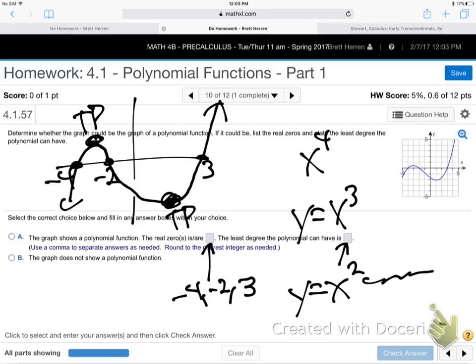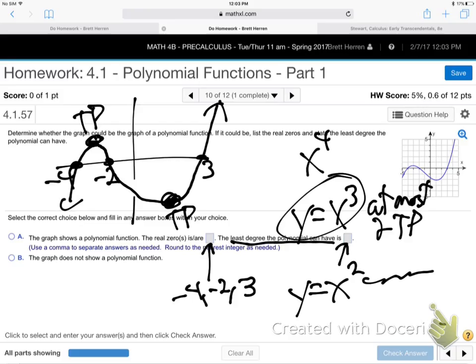The third power has at most 2 turning points. So it's got to be x cubed or bigger. So when they say what's the least degree it could be, x cubed. That's the lowest degree that thing could be. It could be more, but that's the lowest it could be. Do you type x cubed or just 3? I don't know. I think 3 would be my guess. But try them both if that doesn't work. Good on that? That easy enough?